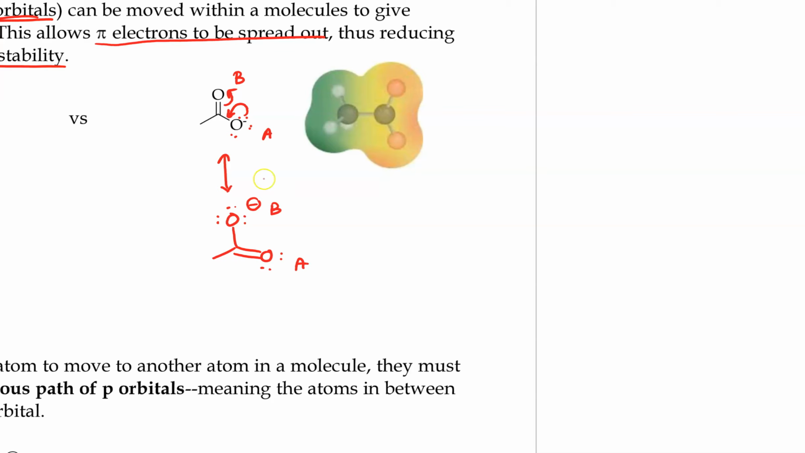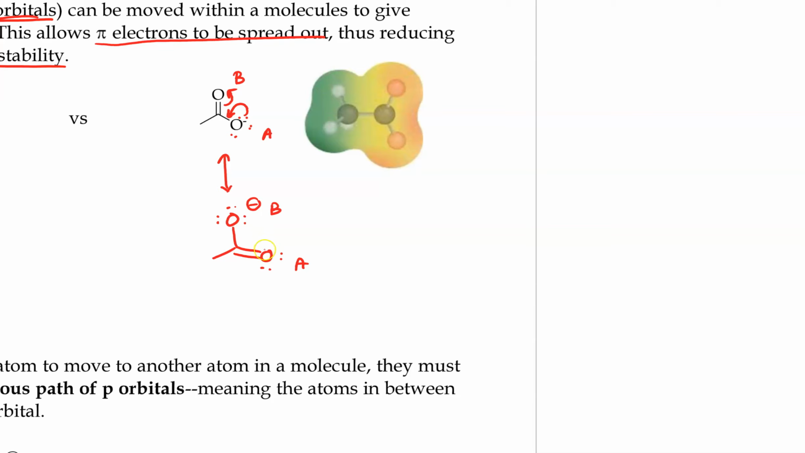Both of these resonance structures are equally stable, meaning they both exist. So basically 50% of the time, the molecule would exist in the top resonance structure, where the electron density is located on oxygen A. But the other 50% of the time, the electrons would end up on oxygen B, because both of these resonance structures are equally stable.